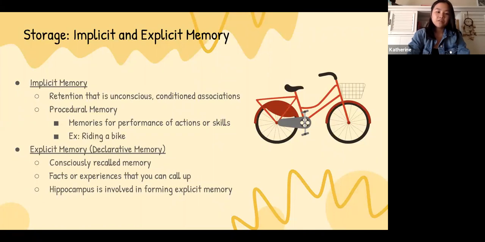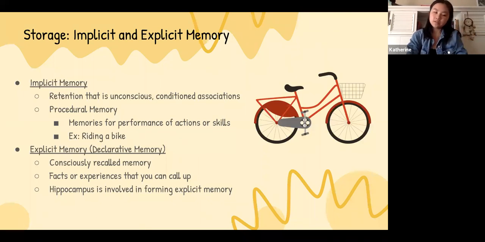And then within that, we have procedural memory. These are memories for performance of actions or skills. For example, riding a bike. You don't really need to pay attention once you learn how to ride a bike, it's kind of in your brain. You don't need to practice multiple times in order to get it, and you don't need to use that information all the time in order for it to stay there.